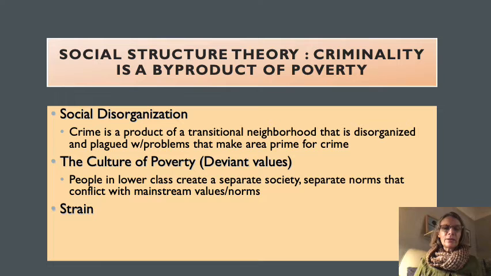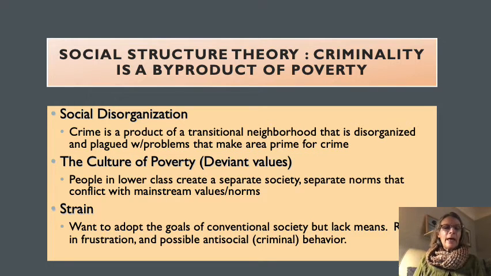And then finally, your textbook talks about strain. Strain is this idea that all people want to adopt the goals of conventional society: getting an education that matters, that you can use to get a good job, and that you can provide for your family. But you want those things, and because of living in poverty and a poor community, you're unable to achieve them. And so that results in frustration and possible antisocial behavior.